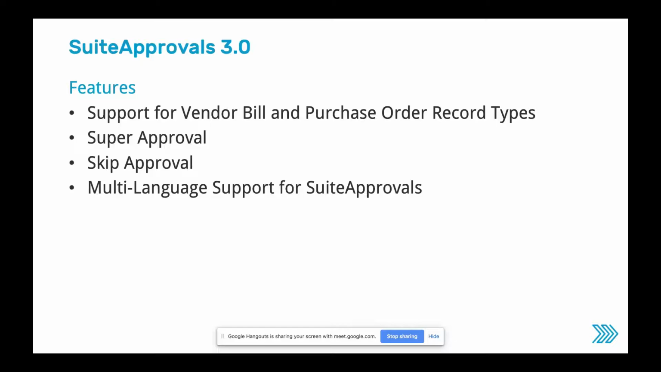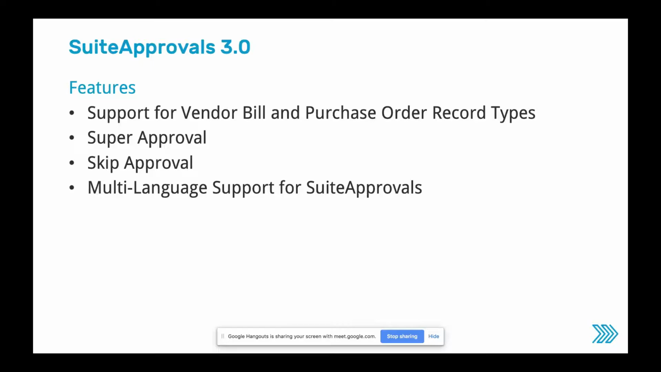You are able to choose if you want to route records through the hierarchical approval setup on the employee records, or you want to build custom approval rules. So in the SuiteApprovals version 3.0, there are some enhancements, and one of them is that it currently supports vendor bills and purchase orders record types. Before it was only journals and engineering change orders. At the moment it's also vendor bills and purchase orders.